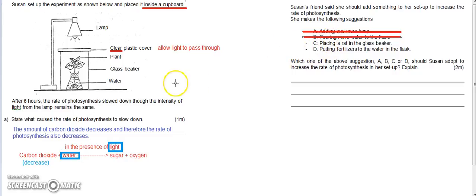Alright, so putting fertilizer in the water in the flask does not help the plant to make food, because if you look at photosynthesis here, fertilizer does not appear here. That means no matter how much fertilizer you put, it will not help the plant photosynthesize. Photosynthesis only needs carbon dioxide plus water and light. Okay, so this is not a good idea. So the answer is obviously C, which is the suggestion above, right? So C, placing a rat in the glass beaker.